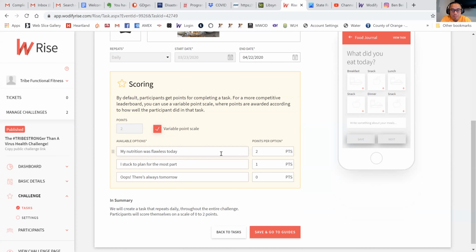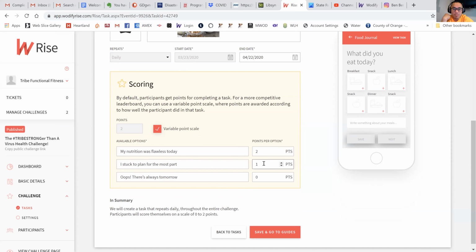And you have three options. You can give yourself 2 points, 1 point, or 0 points. You can say you're perfect with your nutrition plan today, which gives you 2 points. Or you can say you were okay, not 100% perfect, you had a cheat meal, which is totally fine. I'm telling people 1 or 2 cheat meals a week is perfect. You can't expect yourself to be perfect all the time.